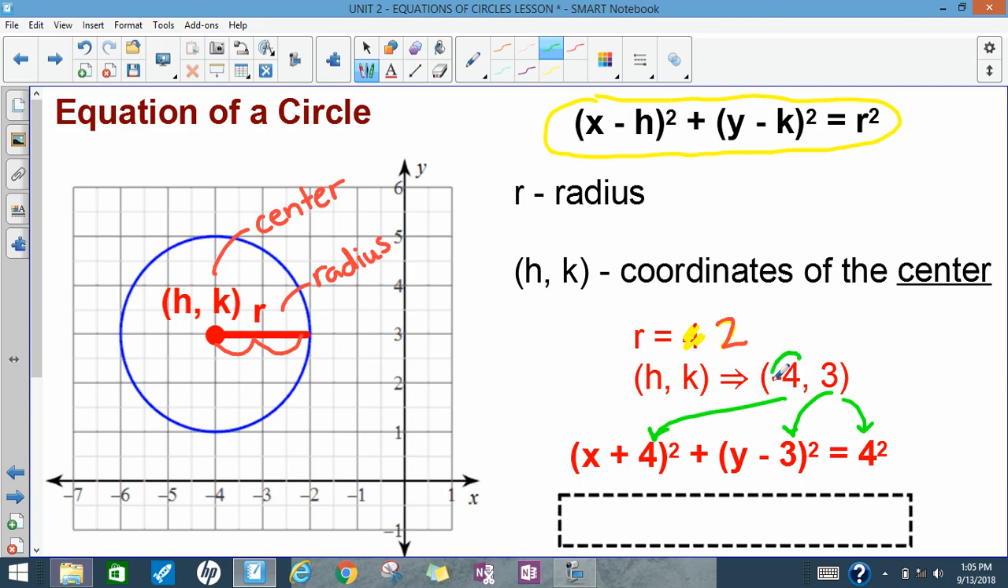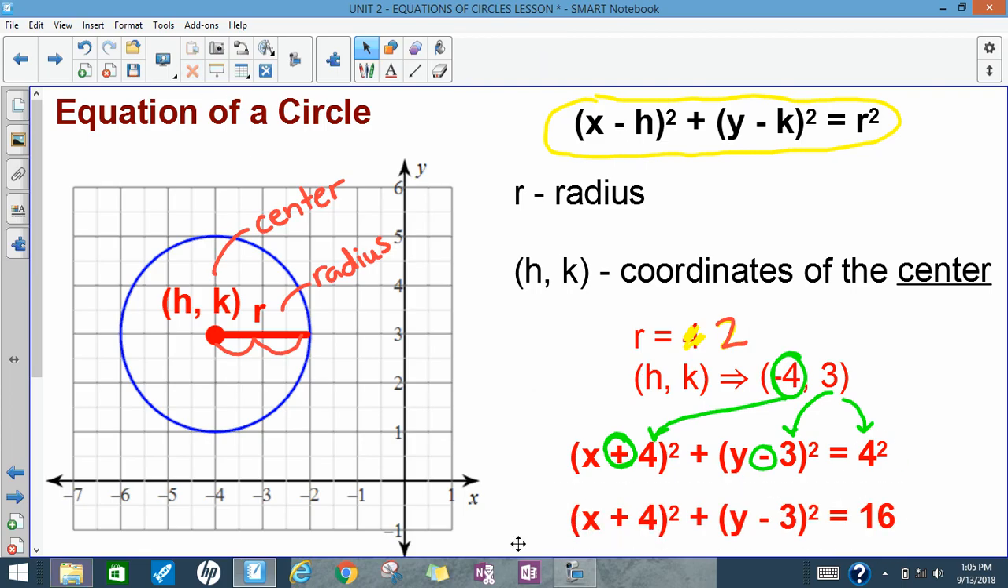Notice that when I plugged a negative number into this equation of a circle, the minus sign turned to addition. So when you see a plus sign in an equation of a circle, that means that the coordinate for the center was negative. When you see a minus sign, that means the coordinate for the center was positive. We plug +3 in, it is -3. And then we can take this one step further and simplify 4 squared and make it 16. And so if we are asked to write the equation of this circle on the graph, your final answer would look just like that.